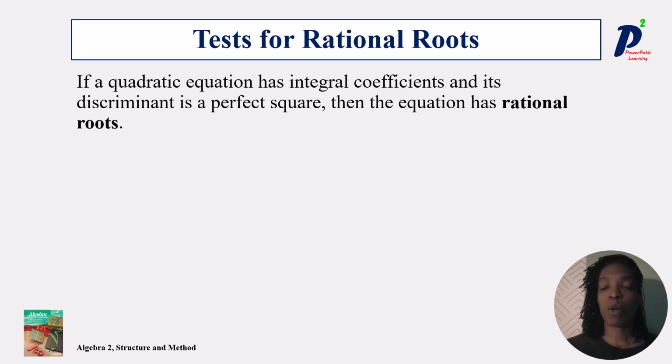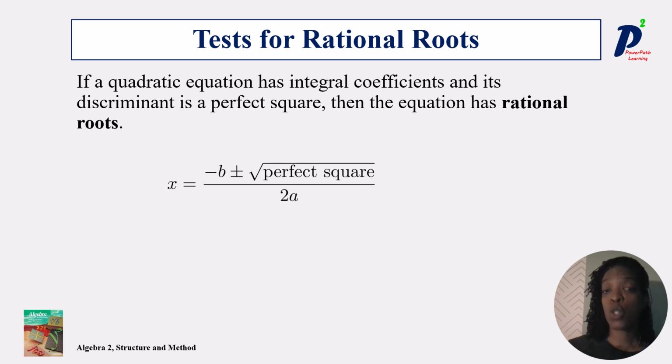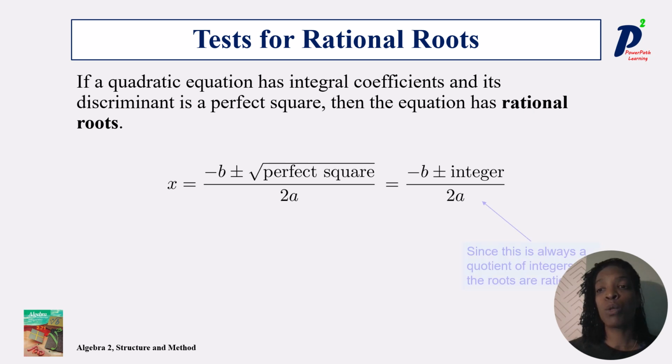We can also determine if a quadratic equation has rational roots by looking at the coefficients a, b, and c and reviewing the discriminant. If the discriminant is a perfect square, the square root of it will always be an integer, which means our roots will be rational numbers.